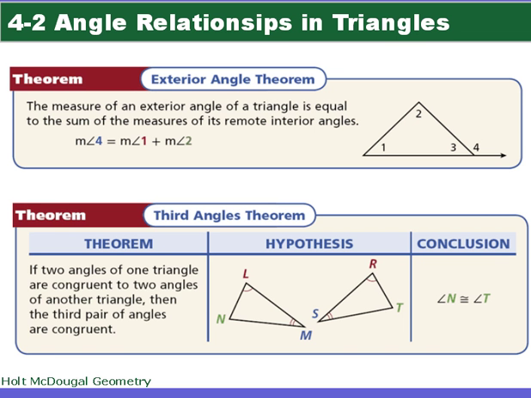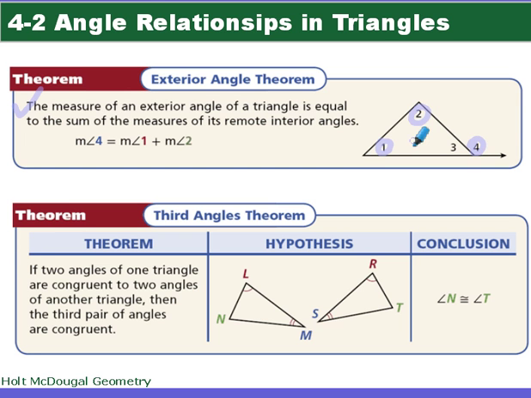The first one, the exterior angle theorem, states that the measure of an exterior angle of a triangle is equal to the sum of the measures of its remote interior angles. So in this example, it looks like what we looked at on the previous slide, saying that the measure of angle 4 is going to equal the measure of angle 1 plus the measure of angle 2, because angles 1 and 2 are the remote interior angles.